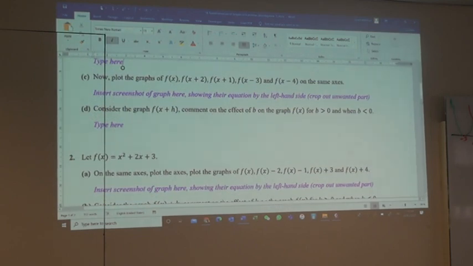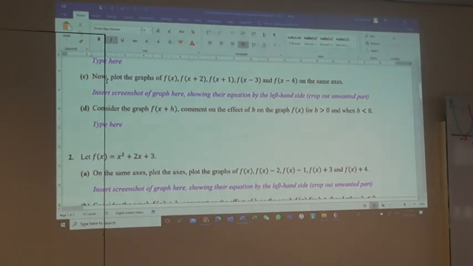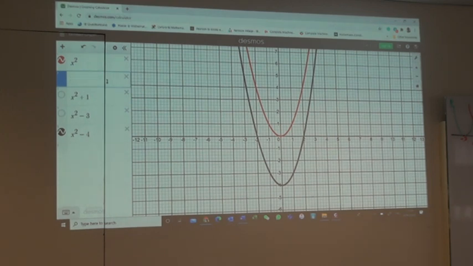Now, let's see f of x versus this red. The same x squared, right? But this time around, it says f of x plus 2. We have done function, right?